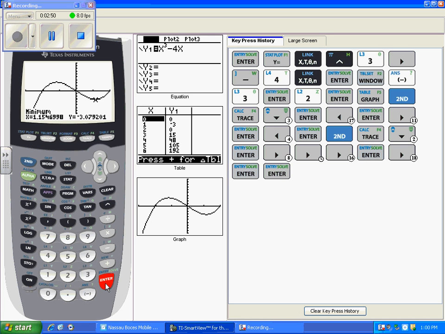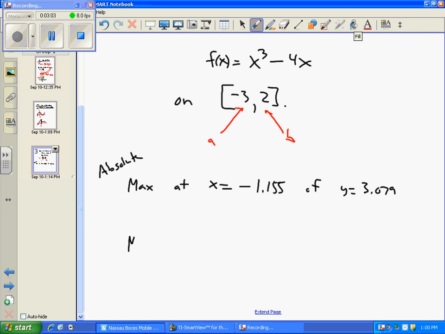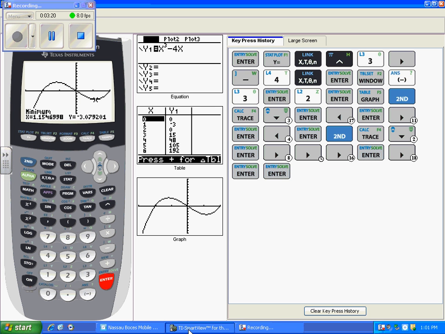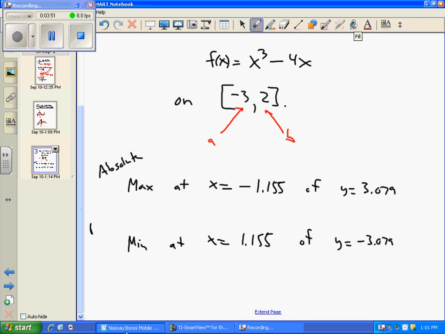Asking for a guess. We don't really have to. And we have a minimum y value of y equals negative 3.079 at x equals positive 1.155. So we have a min at x equals 1.155 of y equals negative 3.079. However, we cannot call this minimum an absolute minimum. If we look on the graph, we can look to the far left of the screen, like where x is negative 3, for example, and if you want, you can hit trace and type negative 3 enter, and you'll see a y value of negative 15. So what this means is that while we have a min at x equals positive 1.155, and that y value is negative 3.079, it is not the lowest y value this graph attains on this interval. So therefore, we don't call this an absolute min, we call this a relative min.